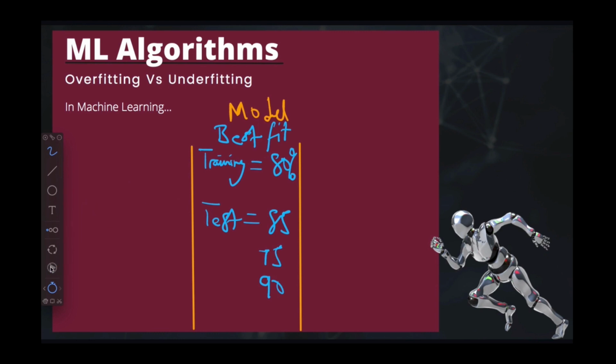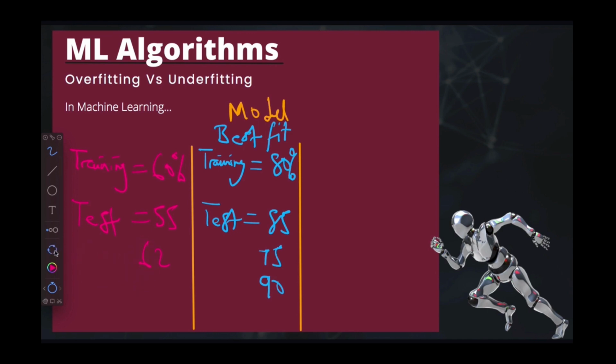Now let's consider another scenario. Let's say that when we test our model on the training data, we get an accuracy of something like 60%. And then on the testing data, we got something like 55%, or maybe 62%, or something like that.